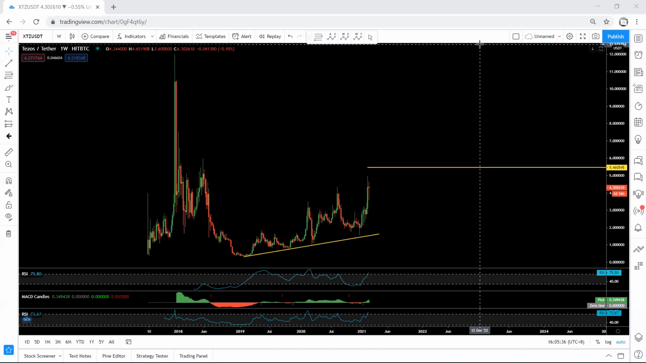We're going to analyze the chart for XTZ. Actually, I have not been trading this, someone just requested it, so I will look into the chart and then give my idea. Now we start with the weekly chart.